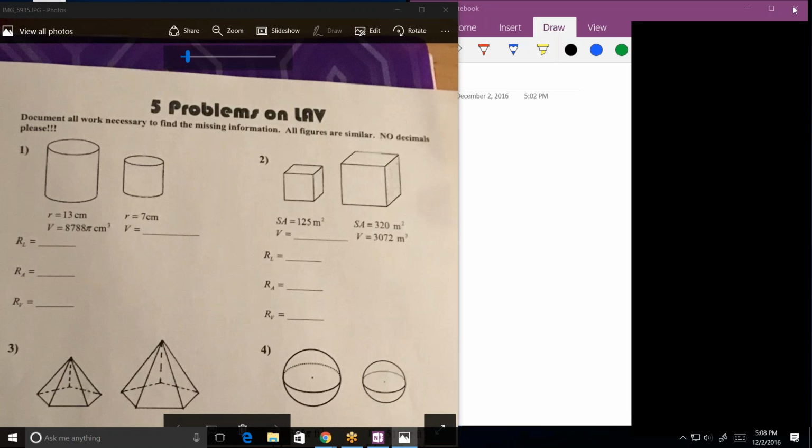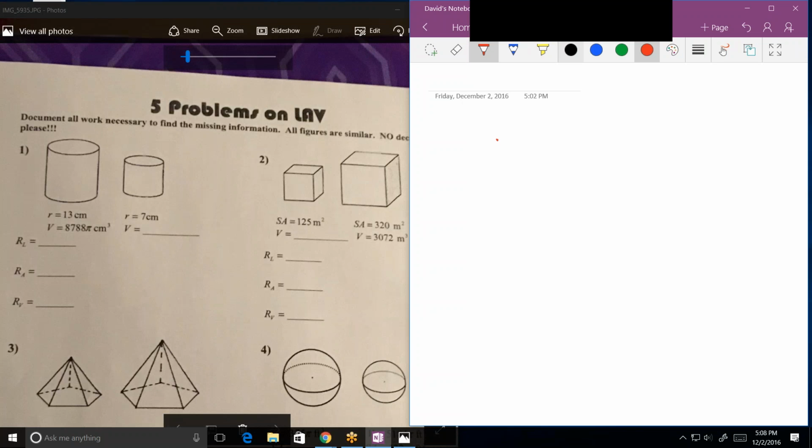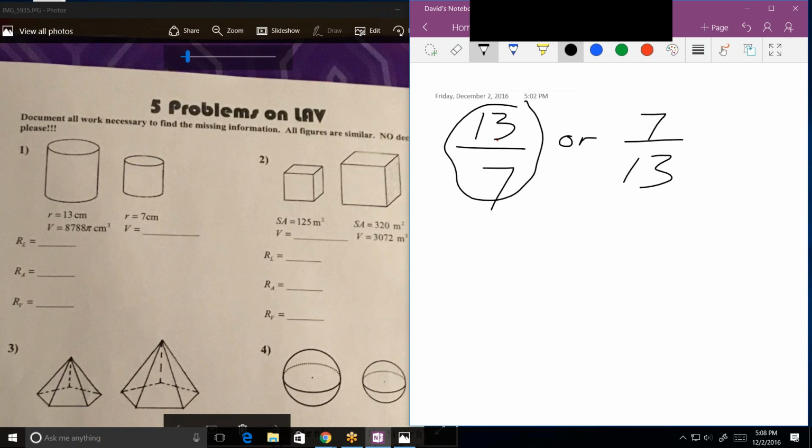And it'll come out to 9. Doesn't matter, you can go either way, but the linear ratio is either 13 to 7 or 7 to 13. And I'll tell you why 13 to 7 works a little bit better, because the next thing you have to do is get the area ratio. What is the area ratio, big to little?